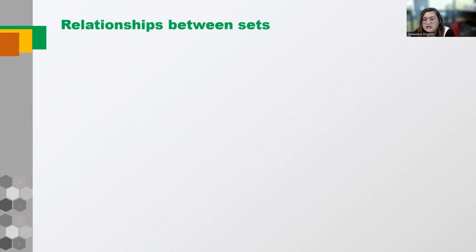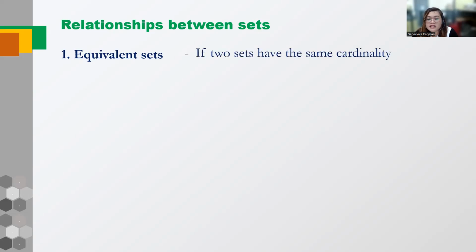Okay, so relationship between sets. Okay, when we say equivalent sets, these are sets which have the same cardinality. So if two sets have the same cardinality or parehas sila kadaghanon og sulod, they are called equivalent sets. So for example, si A ug si B are equivalent sets. So ang symbol niya is kana, mura siya congruent, or equivalent. So we say A is equivalent to B if they have the same cardinality, or n of A is equal to n of B.